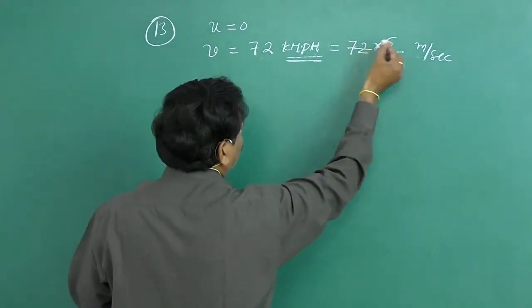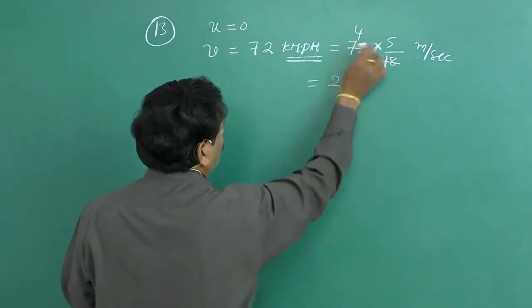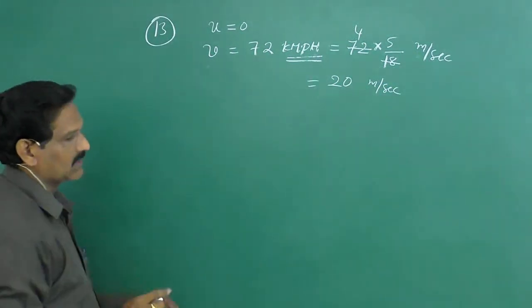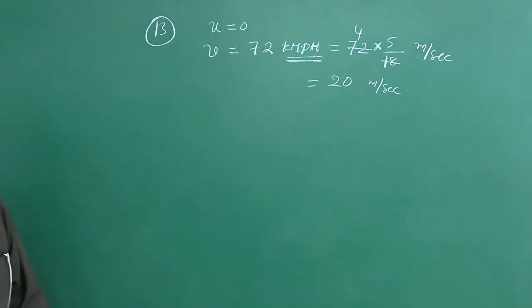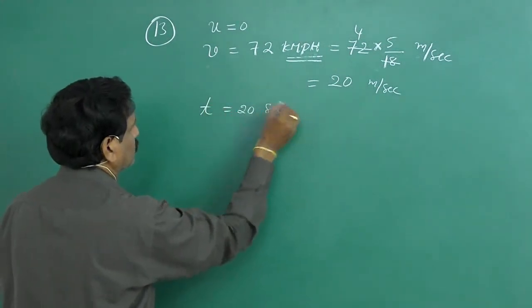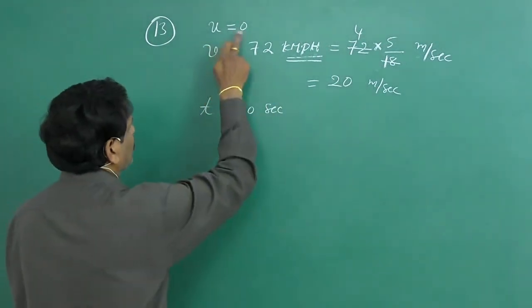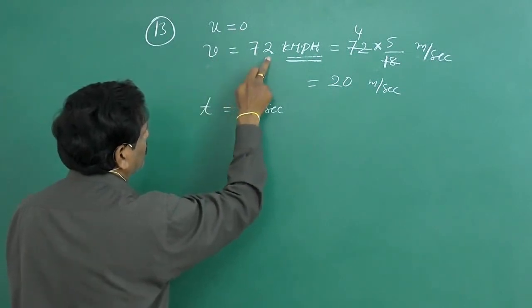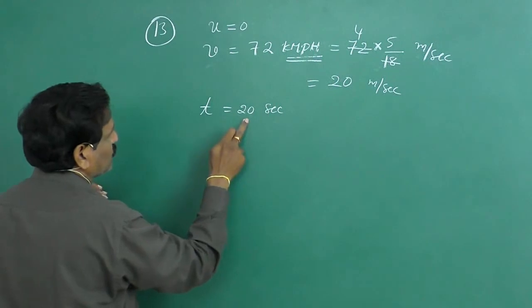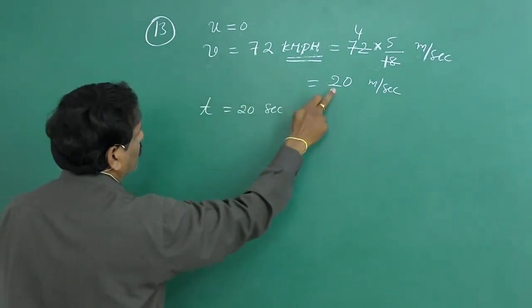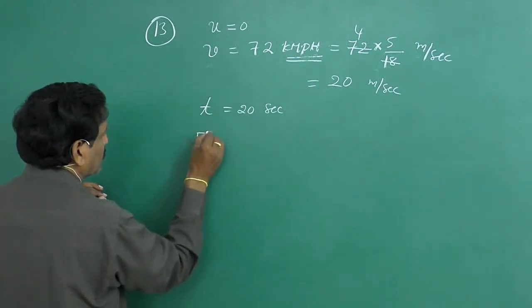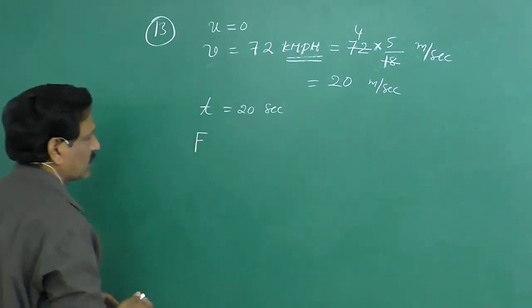So, 72 divided by 18 is 4, and 4 into 5 is 20. So, 20 meter per second is the final velocity, and it takes place in a time of 20 seconds. So, the car initially at rest picks up a velocity of 72 kmph in 20 seconds. Time taken is 20 seconds, final velocity is 20 meter per second, initial velocity is 0, and we have to calculate the force exerted by the engine.